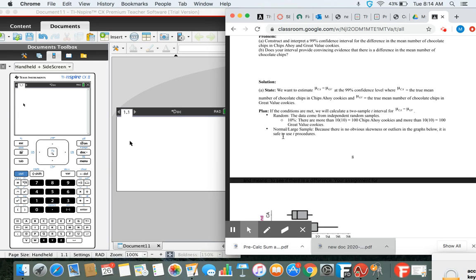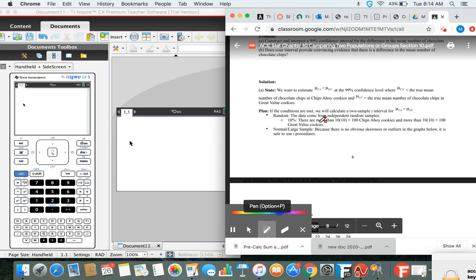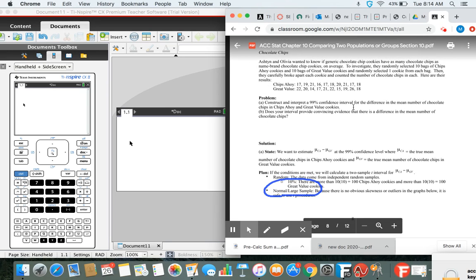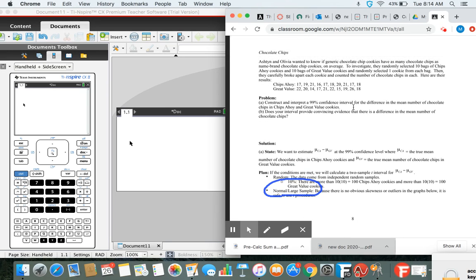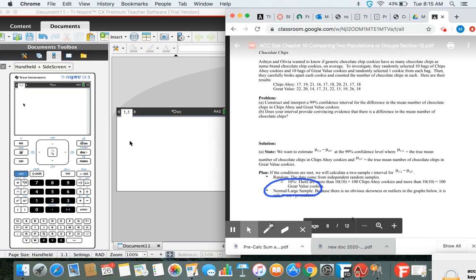Now, how do we have to satisfy this third condition? This is kind of what I was talking about earlier, the normal large sample. We weren't told in the scenario anything about normal distributions. Well, we know the sample's not considered large because we only sampled 10 cookies from both Chips Ahoy and Great Value, so it's not at least 30.